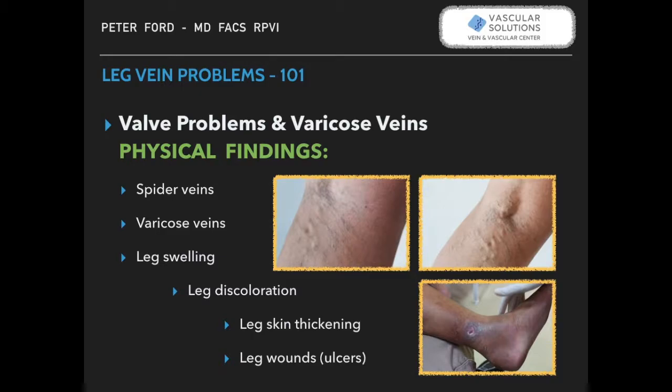And if you've got a wound around the ankle, particularly in the setting of long-standing swelling or skin discoloration, it's quite likely that this wound is going to be related to vein valve problems. This is what we would call a venous ulcer.